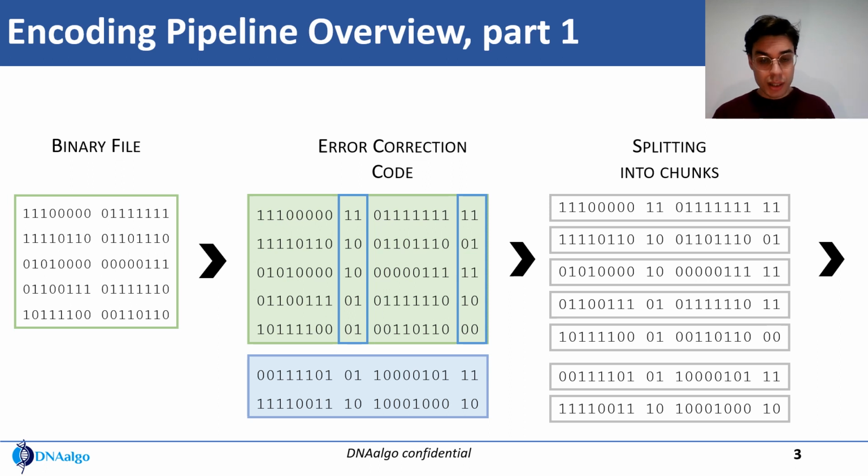Then the binary data is split into smaller chunks. This is because you can only write small DNA sequences, and when dividing data into smaller chunks, you start to create the information that will eventually become each individual oligonucleotide.